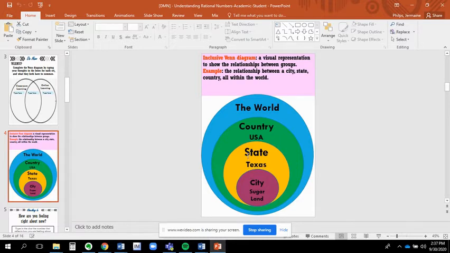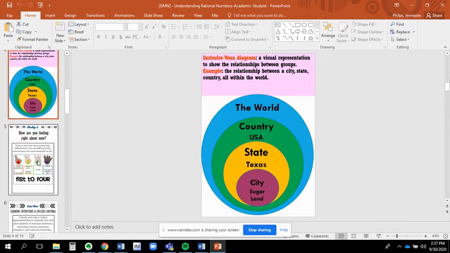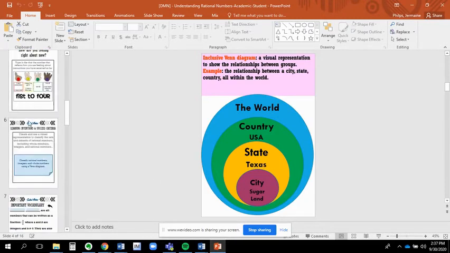Same thing. State of Texas, all of Texas is inside of the United States. But Texas is not the only state inside the United States. There's Alabama, Mississippi, New York, Pennsylvania, Wisconsin, California, 49 other states. And as well, all of the US is inside the world, but not all of the world is inside the US. So the world has everything inside of it, but the whole world is not made up of the US, Texas, or Sugarland. The United States has Texas and Sugarland inside of it, but all of the United States is not Texas, and all of Texas is not Sugarland. Okay? So remember that idea because we're going to need that later on when we start understanding rational numbers.